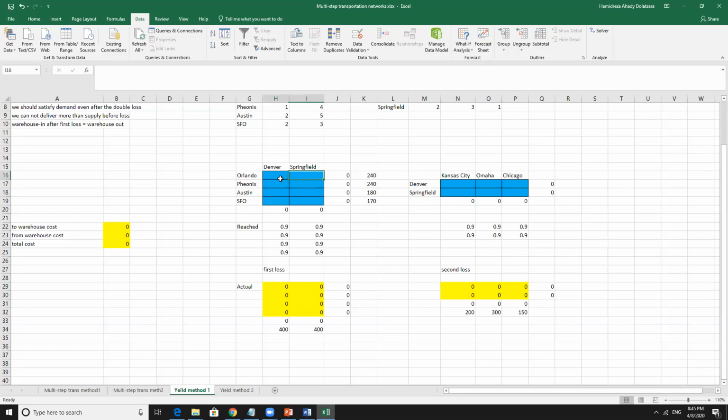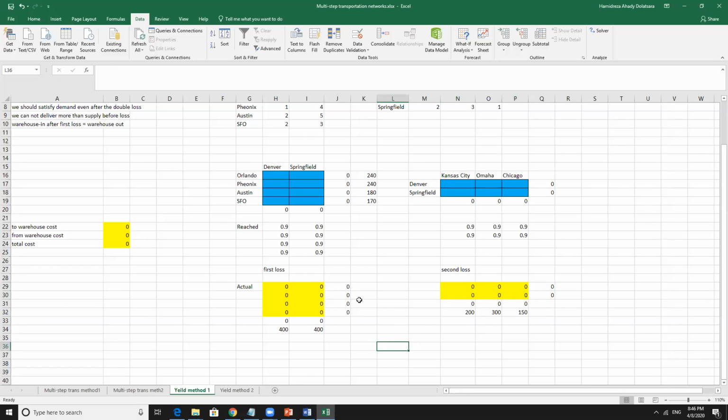Again, the first blue rectangle is just what you produce in each supply and send to the warehouse. The first yellow means what your warehouse received from different suppliers. The second blue rectangle means how much you sent from your warehouse to the customers. And the second yellow table means what your customer receives from each warehouse.